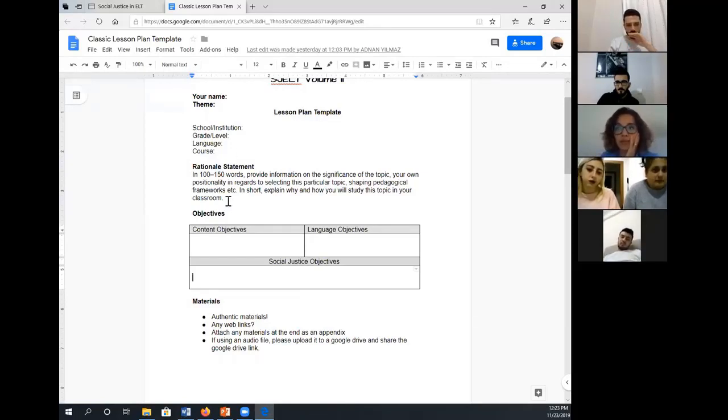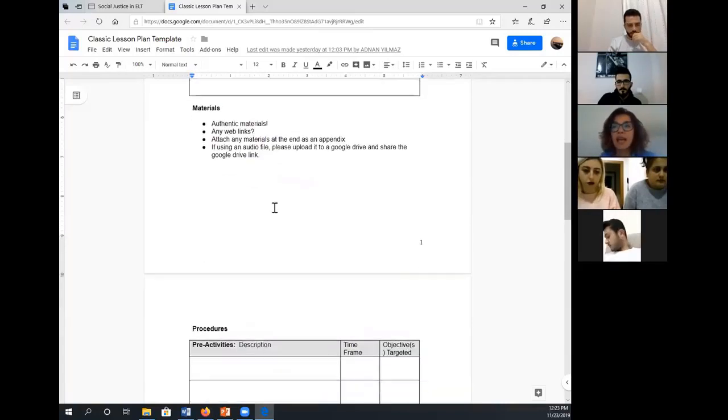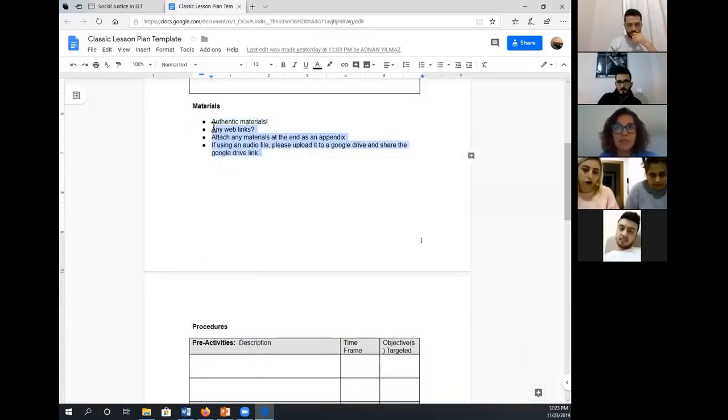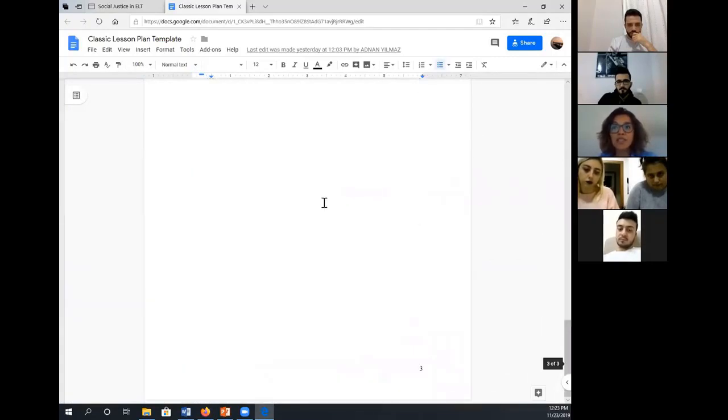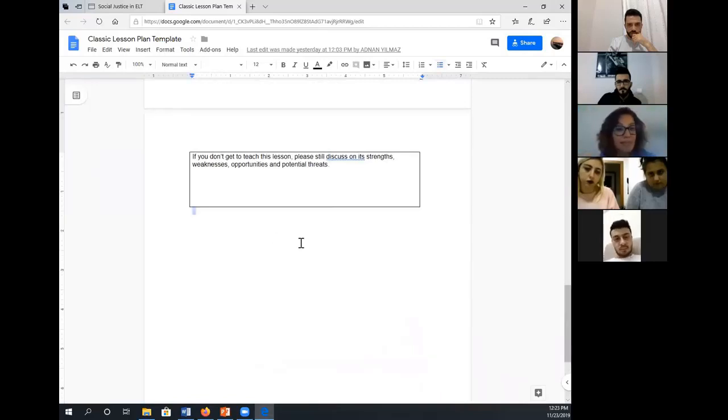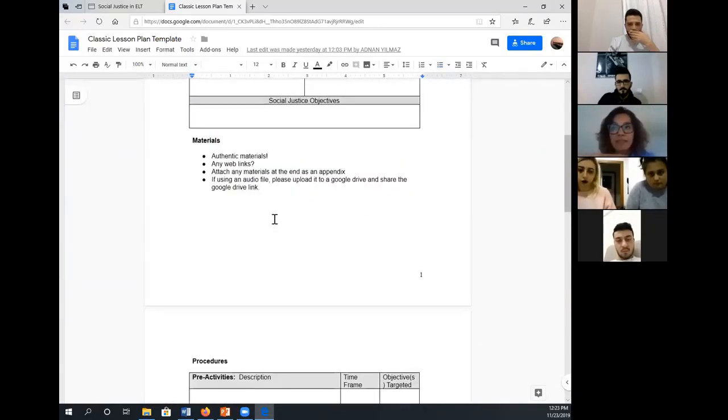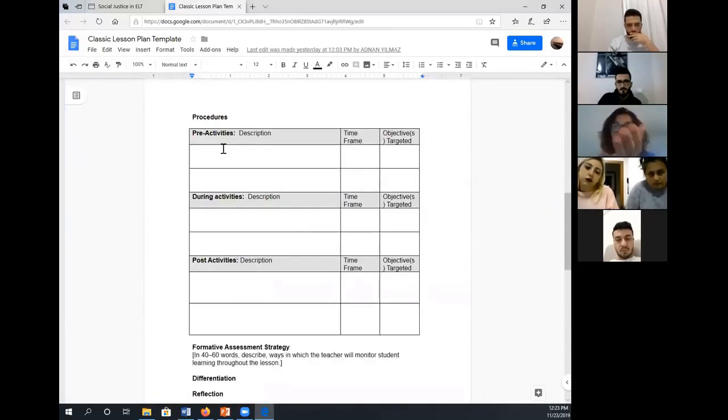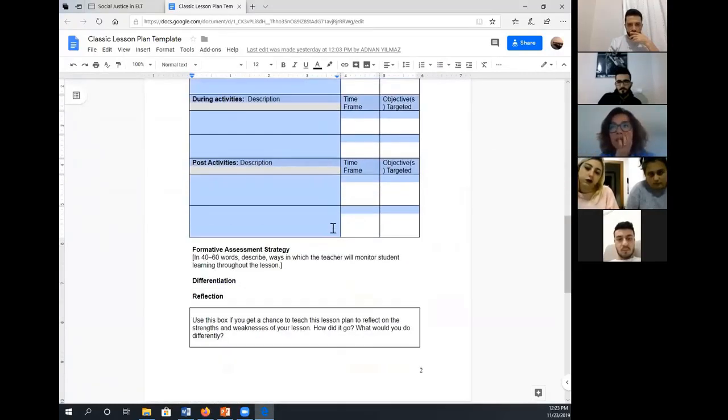So what we want you to do is to write a rationale statement. This is why you are interested in this topic, if it's environmental education, the significance of it, how you designed it, etc. So it's like you telling us a couple of things about the way you designed the lesson plan. And then add your materials here. If it's web links, add the web link. If it's an image, then you add it here as an appendix, and then say Appendix A, Appendix B here. And then you are probably familiar with this template.